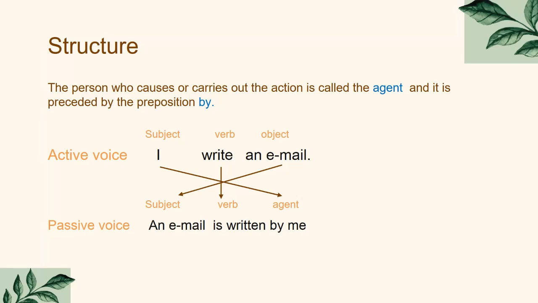Let's continue with the structure of the passive voice. The person who causes or carries out the action is called the agent, and it's preceded by the preposition by. The structure of a sentence in active voice is subject plus verb plus object. In the passive voice, the subject is the object, the verb changes, and the subject of the active voice becomes the agent.